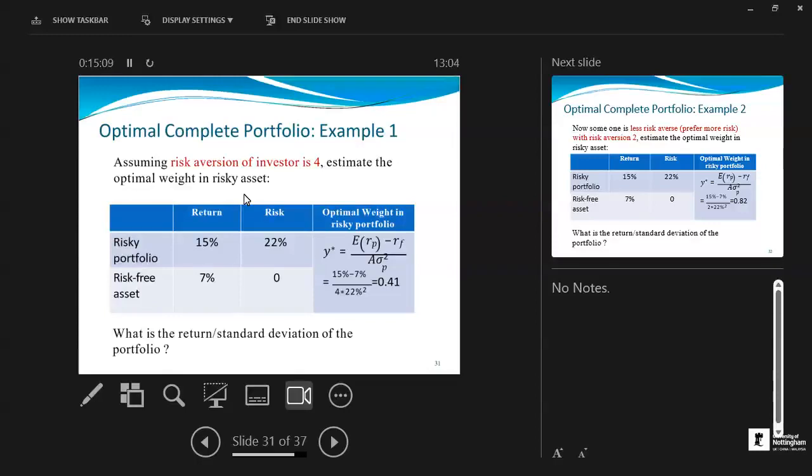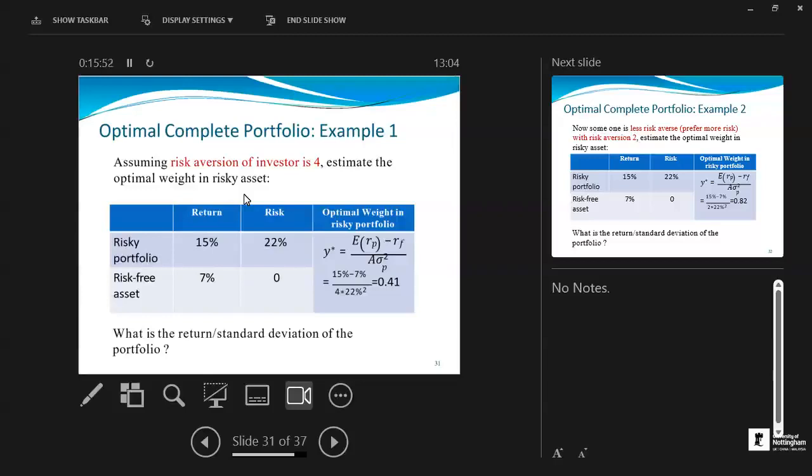So if we solve for the weight or percentage of our investment we are going to invest in the risky portfolio, it turns out to be 0.41. It's not percent, 0.41 or 41%, right? But this is with the assumption that the risk aversion is equal to 4. So if we have an individual that has a risk aversion equal to 4, he or she will allocate 41% in the risky portfolio and the remaining 59% in the risk-free asset, right?